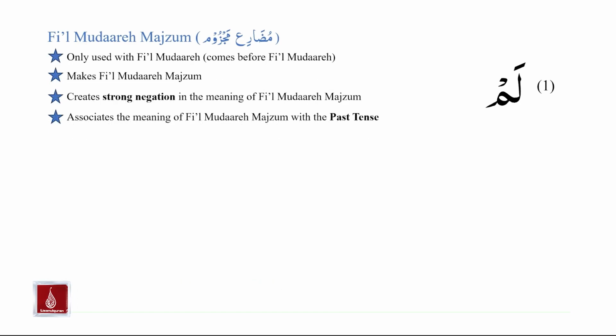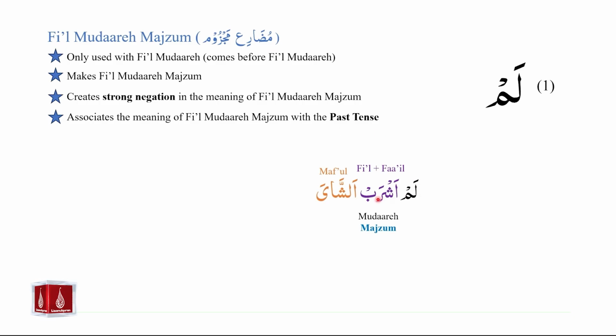To summarize, lam is a harf. Lam will come before fi'il mudare and it will make the fi'il mudare majzoom. Lam is only used with fi'il mudare. Lam creates strong negation in the meaning of fi'il mudare majzoom, and lam associates the meaning of fi'il mudare majzoom with the past tense. Let us look at another example.